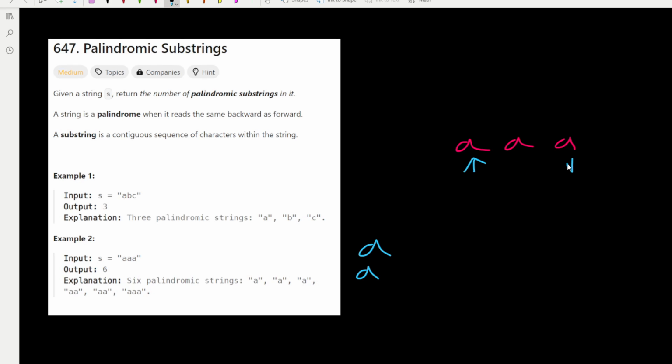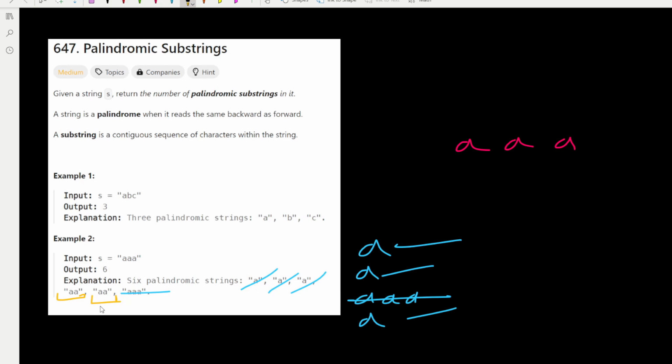Now we have the left, we have the right, so we have now A. Expand again, out of bounds. Then go to the next one. So we have the last A. Yes, it is. Of course, we need to expand. The left one will be here, the right one will be out of bounds. That's it. We finished all the characters. So we have A, we have A, we have the 3 A's right here. Oh, we missed these two.